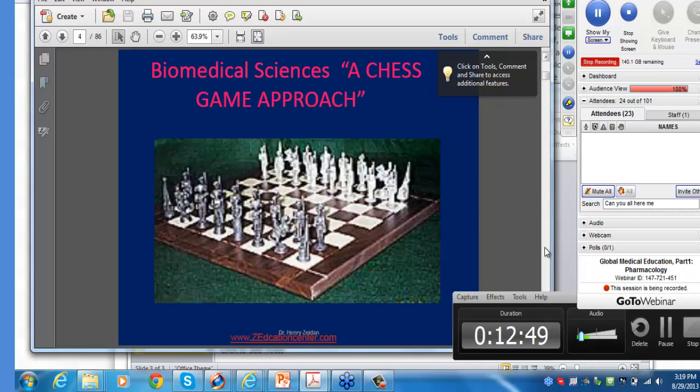As I stated to you before, when we address biomedical sciences, I don't see any variation between basic and clinical approaches. And I like to visualize it to you as a chess game approach. I like you to see the big picture. I like to be able to stand out and appreciate the movement of every piece.